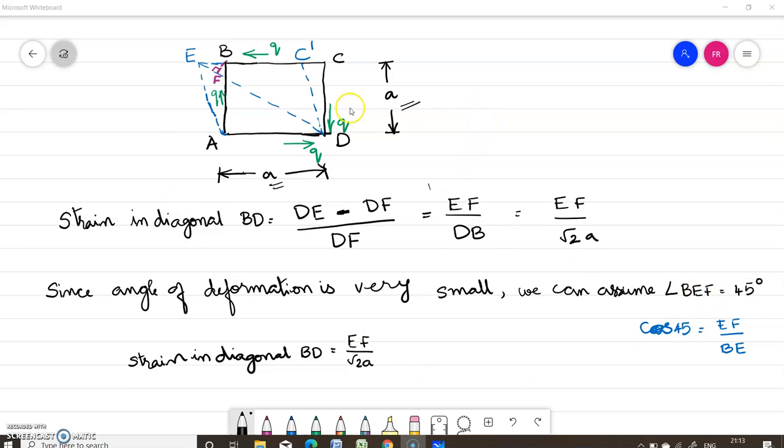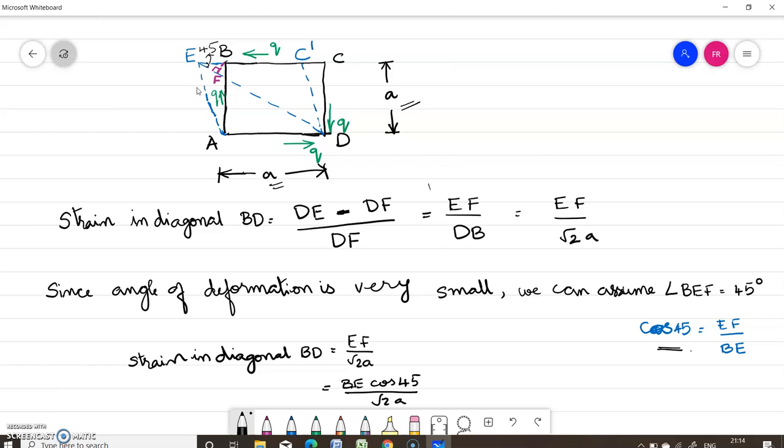So from this triangle, what is cos 45? This angle is 45 degrees. Cos 45 is equal to EF divided by BE. So we can write EF is equal to BE cos 45, so the strain is BE cos 45 divided by root 2 A.